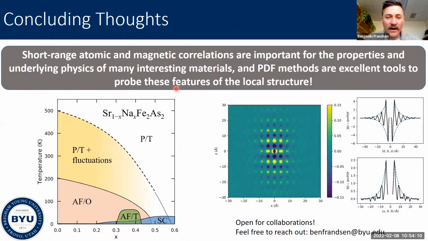All right, and that's kind of the concluding thought that I want to share with you. Short-range atomic and magnetic correlations are important, in many cases absolutely crucial for the global properties that we observe in many different materials of fundamental and applied interest. And PDF methods are excellent tools for probing these features on the local structure.